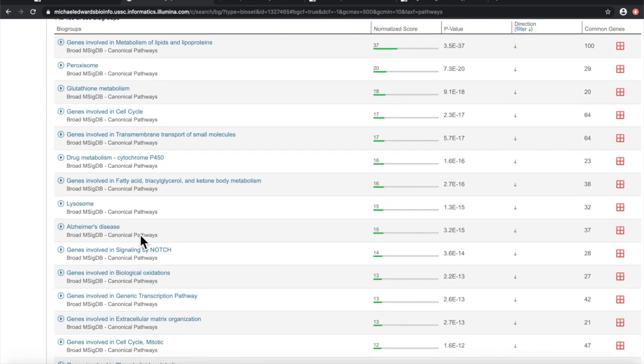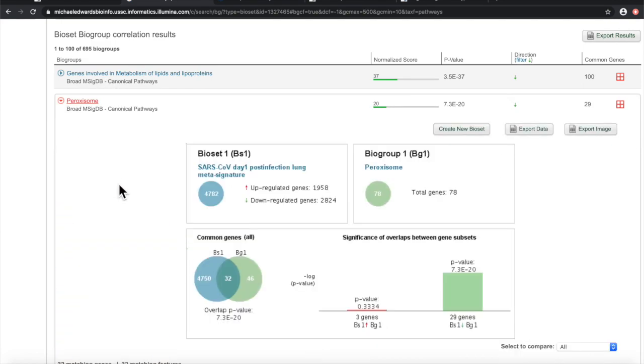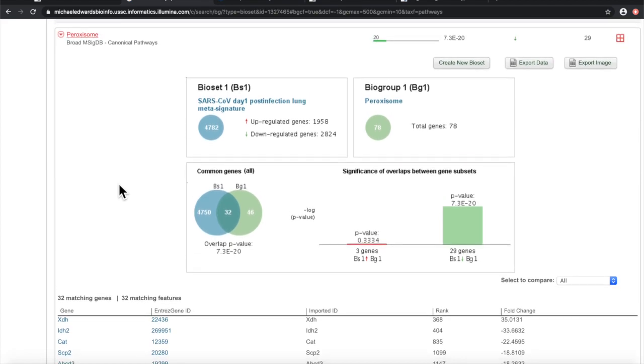There are a lot of interesting things on this list. But for my remaining time, I'm going to take a closer look at the peroxisome category because it seems to connect to a lot of the processes we're seeing that go down with infection.